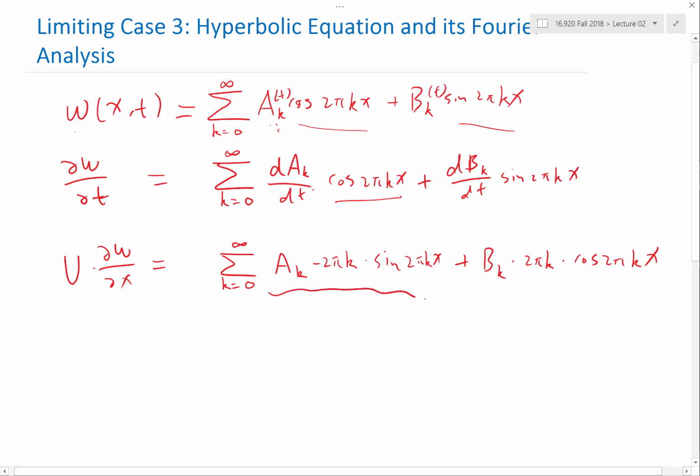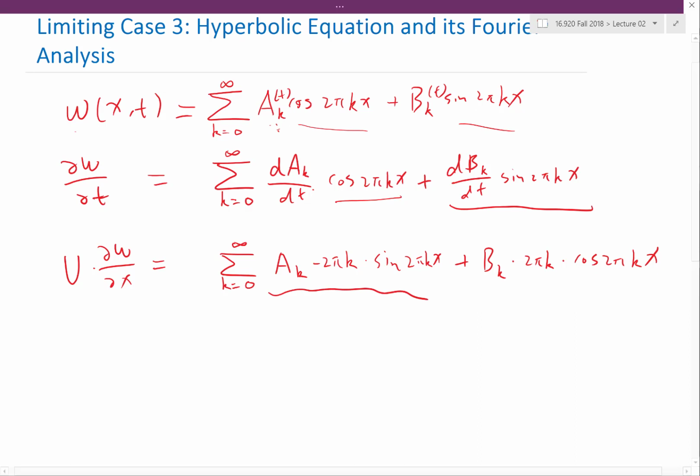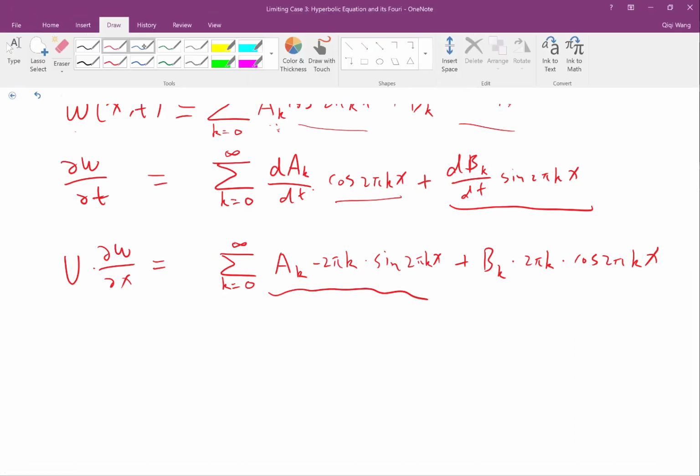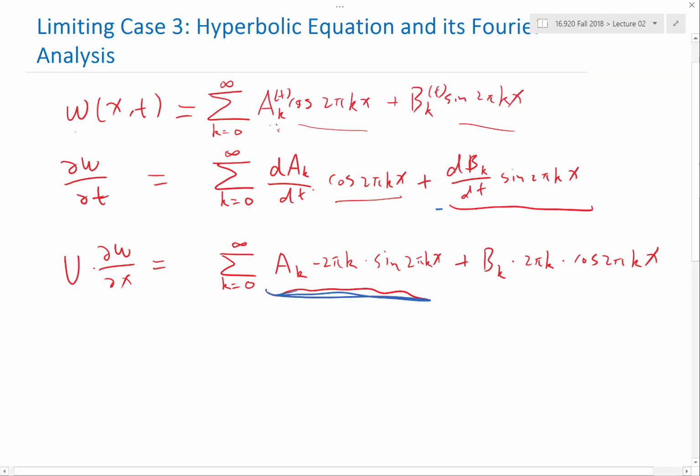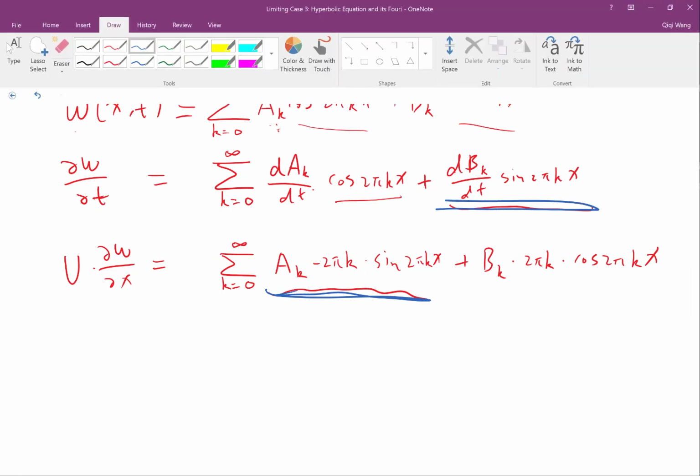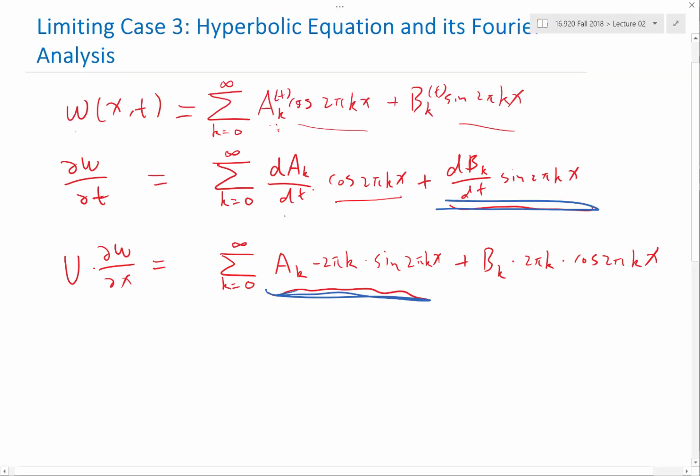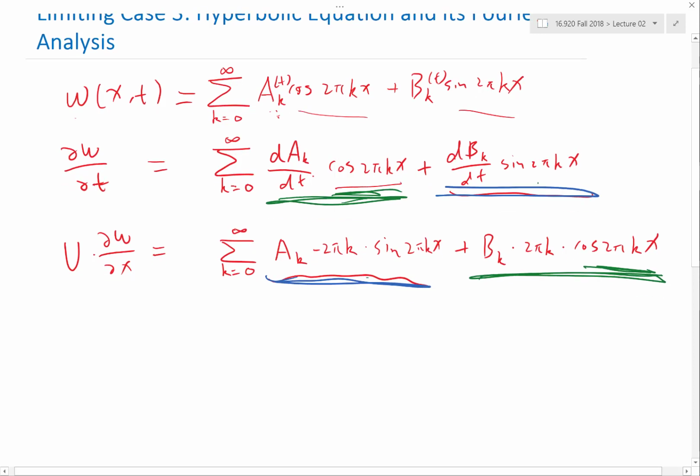Because now I have to match this term against this term. Let me use color. I have to match this term against this term, and I have to also match this term, the green term, against this green term, because they are both cosine over here and they're both sine over here. So the matching is going to give me, let's do the green first. The green is dak dt is equal to 2 pi k times bk, right?